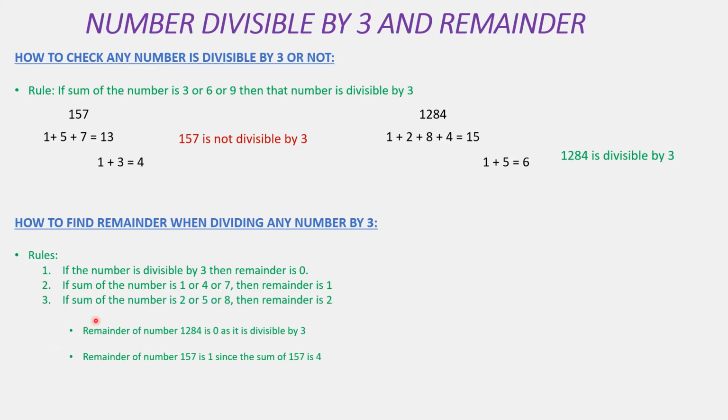If the sum of the number is 2 or 5 or 8, then the remainder is 2. The remainder of 6227 is 2 since the sum of the number is 8.